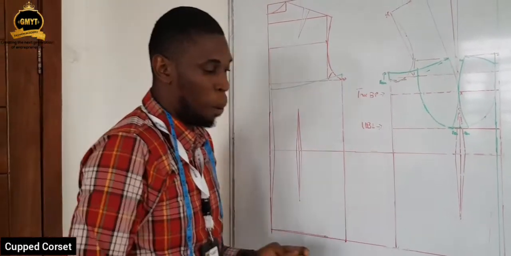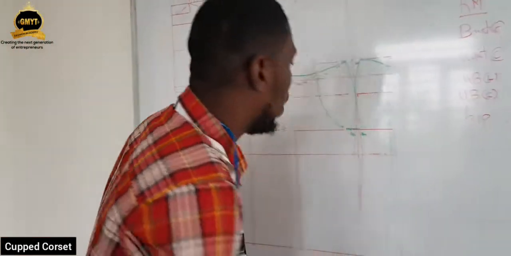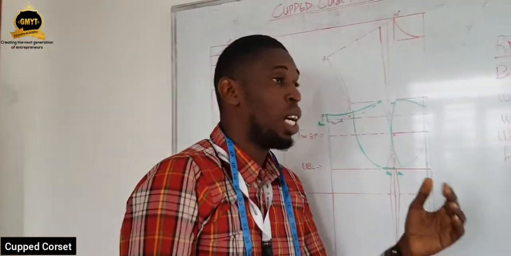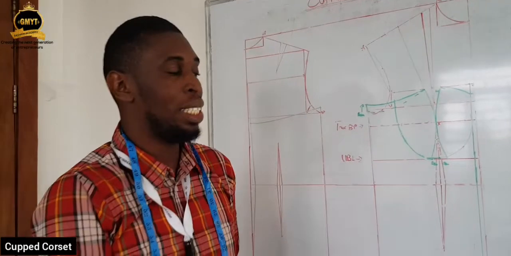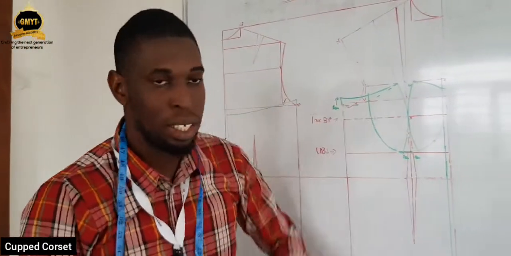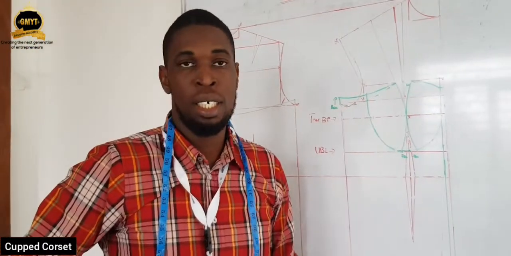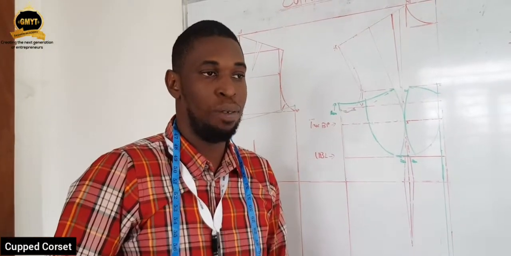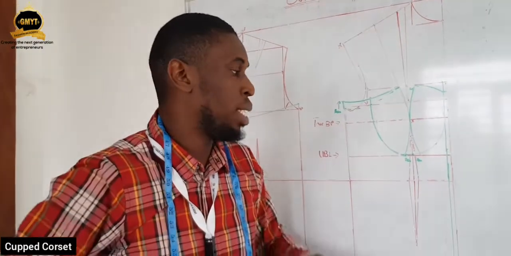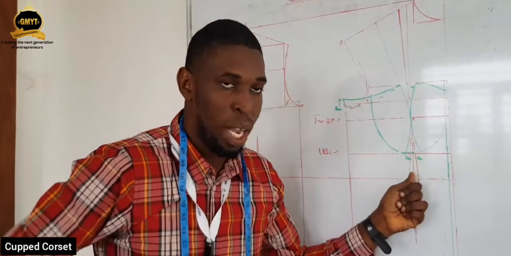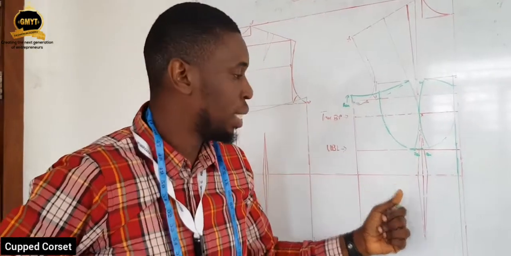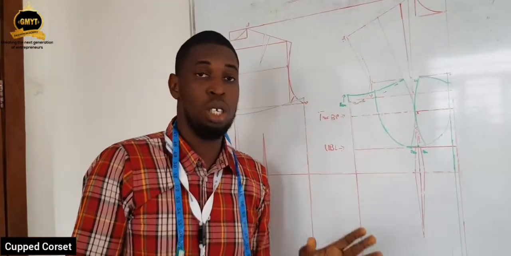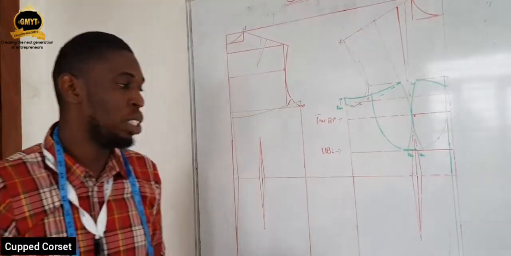So the next thing we are going to be doing now is to create the style lines. What are the style lines? If you look at the cupped corset properly, there are some lines on the body. Do you understand? It can have a line, a kind of stitch on the center part, the other one connected to the bust, to the cupped part, and the other one can come on the other side. So it depends on what you want. It depends on how you want it to look.